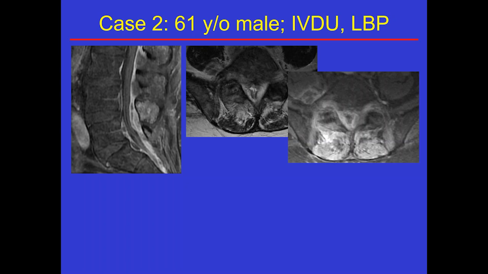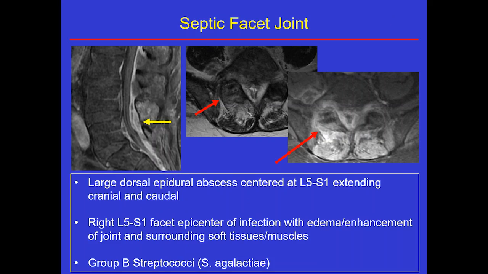Let's look at our second case. This is a 61-year-old male who has a history of IV drug use, presents with low back pain, right side more than the left side. So we've got T1 post-contrast, sagittal and axial, and then an axial T2 weighted image. Give everybody a few seconds to look at those images. And so what do we see here?